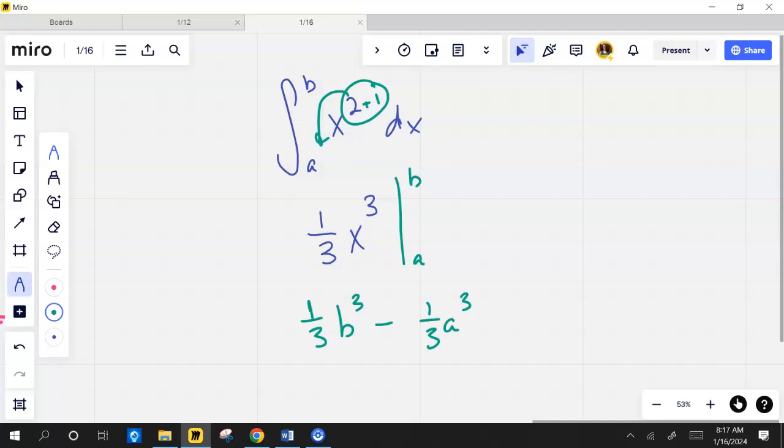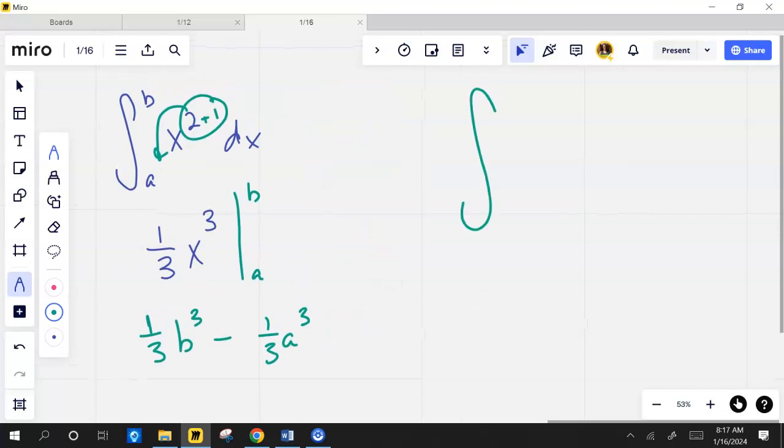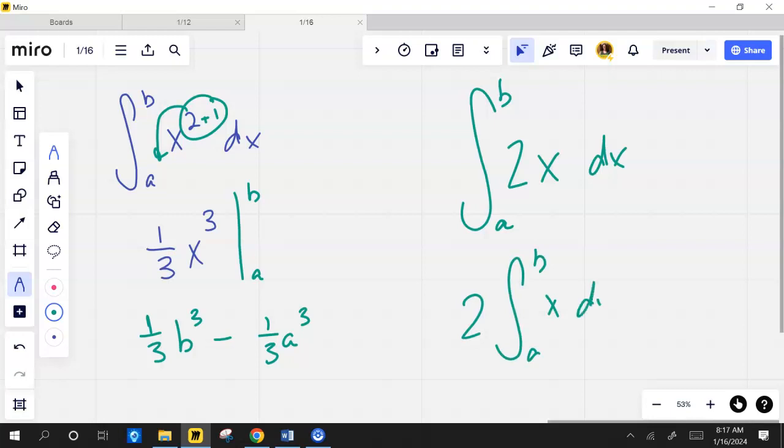Some of the integral rules too. It's like where you can split up the addition and subtraction, but you can't split up multiplication and division. If there's a coefficient in front, I could make this 2 times the integral of ab, because if it's a coefficient, I can pull it out, put it in front, all those rules.